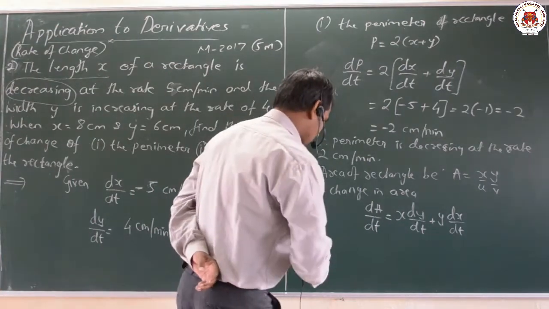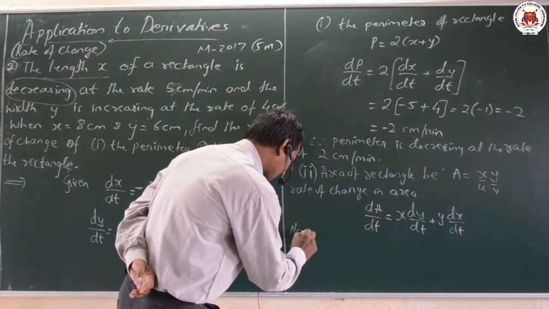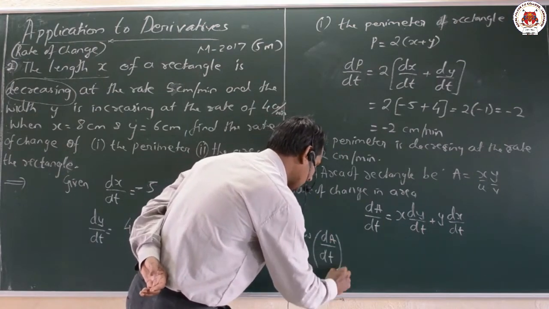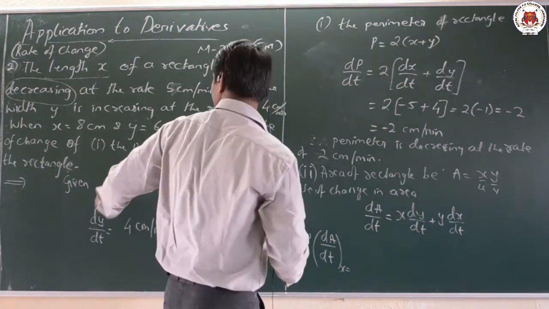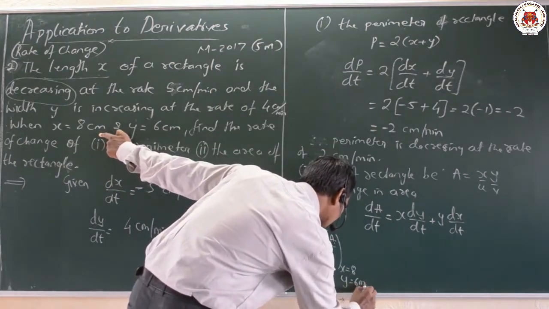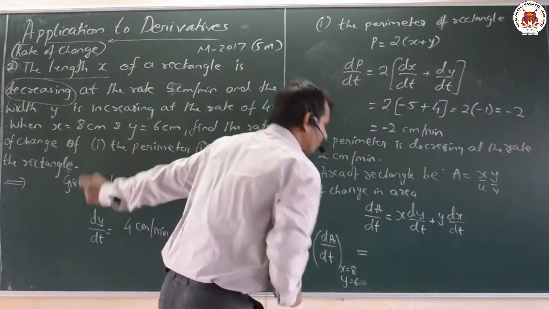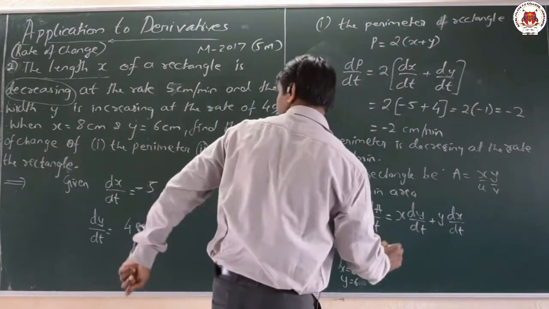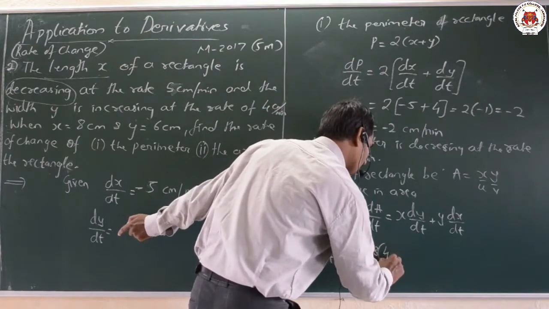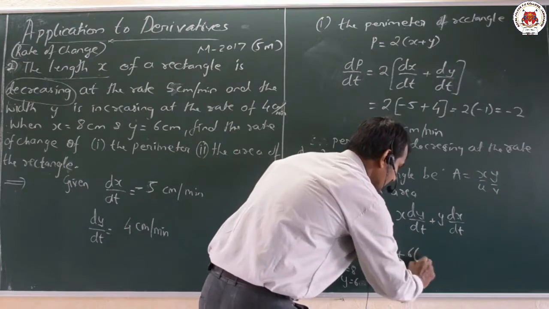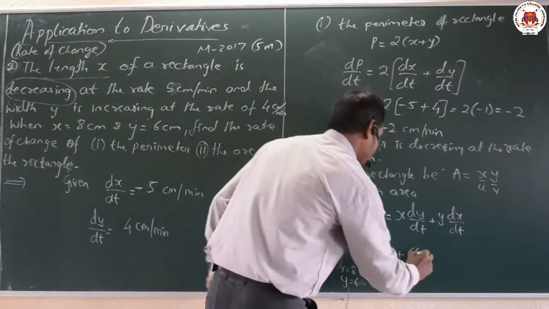So now dA by dt at x is equal to 8 centimeter and y is equal to 6 centimeter is equal to, I will substitute here. X means what is the value here? 8 into dy by dt. What is the dy by dt value? 4. Plus y as it is. What is the value for y? 6 into dx by dt value is minus 5.